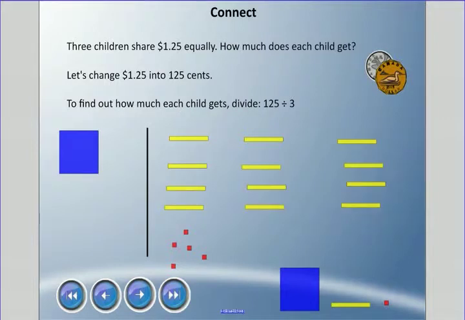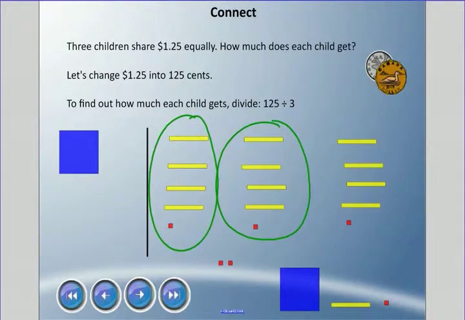Now I have to divide these equally. I've got a problem here. I have 2 ones left over. Can I divide that? No, I can't. So what we're going to do is say these are our 3 equal groups. And remember, a rod equals 10. So 1, 2, 3, 4 plus 1. So 41. Each child is going to get 41 cents, but there's 2 cents left over.